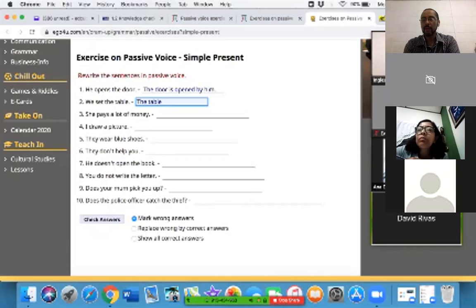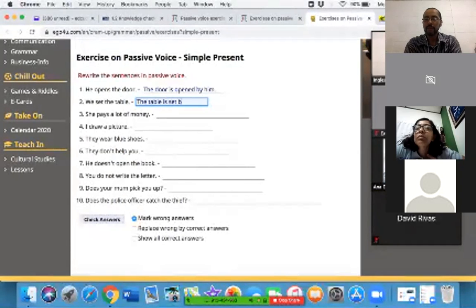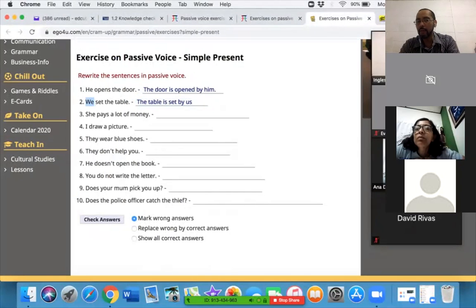I think the sentence is the table was set by us. Very good, but not in the past, David. So let's try in the present. The table is set by us. Okay. Is set by us. Very important. If you see, we change the pronoun: we changes to us. Like he, we change for him. Because it does not do the action, it receives the action.